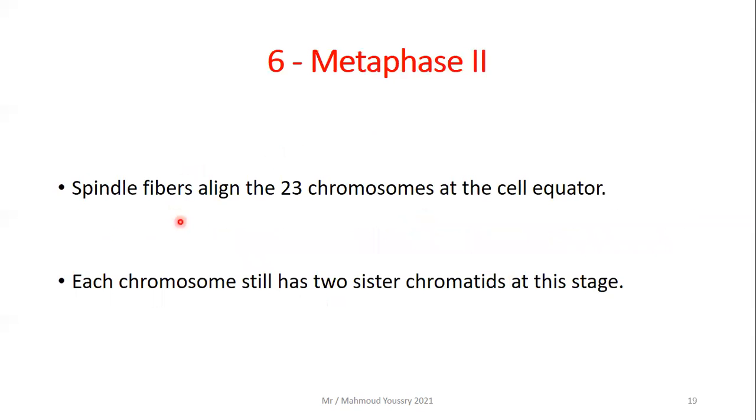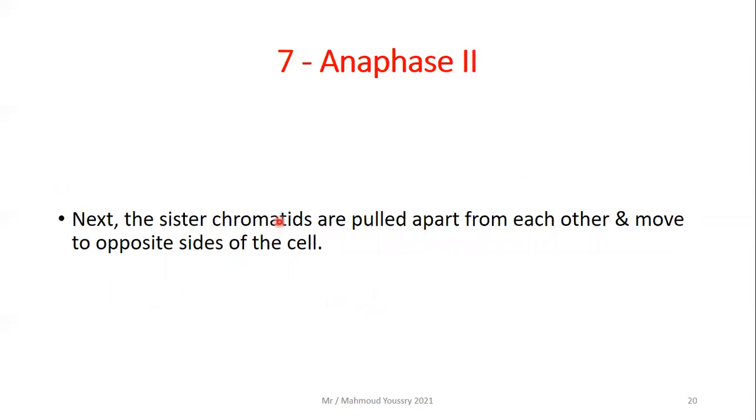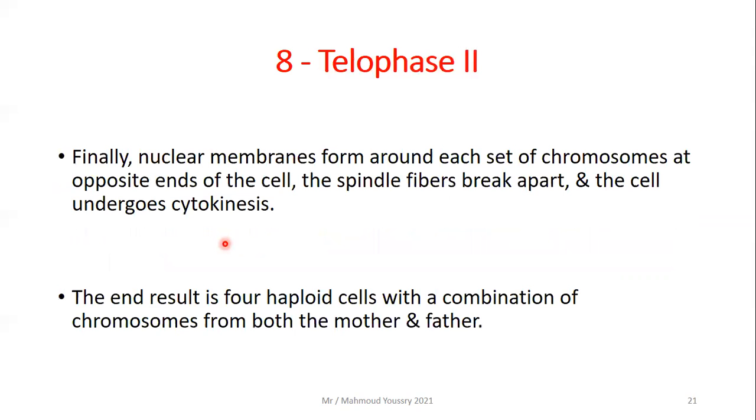In metaphase 2, the spindle fibers align the 23 chromosomes at the cell equator. Each chromosome has two sister chromatids at this stage. Then in anaphase 2, the sister chromatids are pulled apart by the spindle fibers from each other and move to the opposite sides of the cell. In telophase 2, finally, the nuclear membranes form around each set of chromosomes at opposite ends of the cell. The spindle fibers break apart and the cell undergoes cytokinesis.